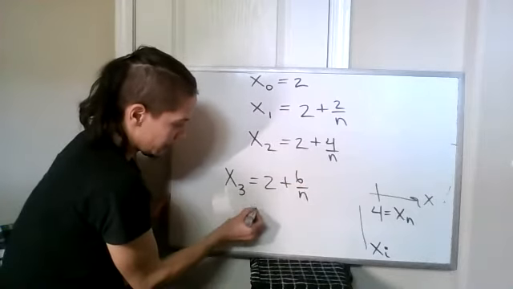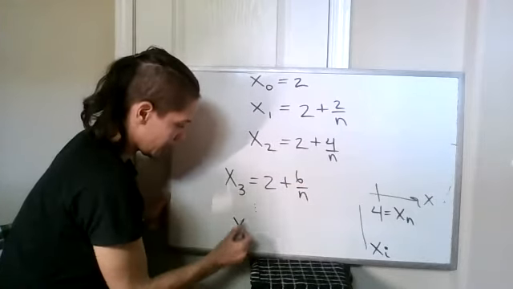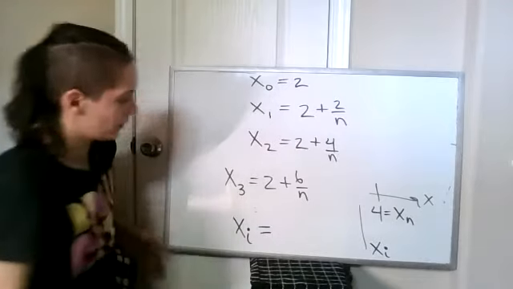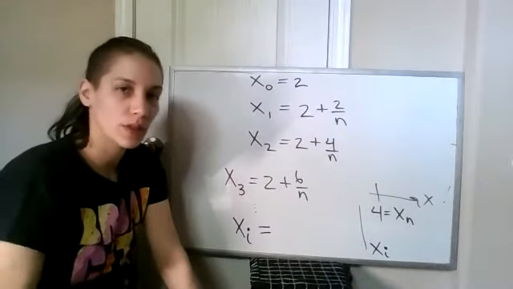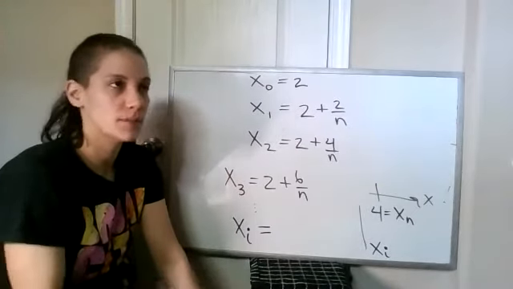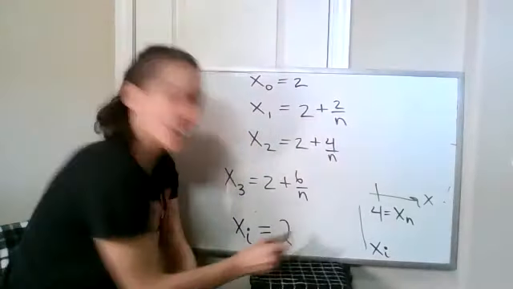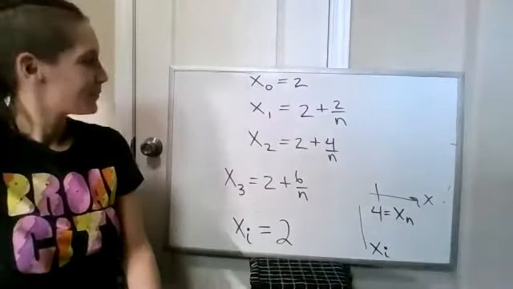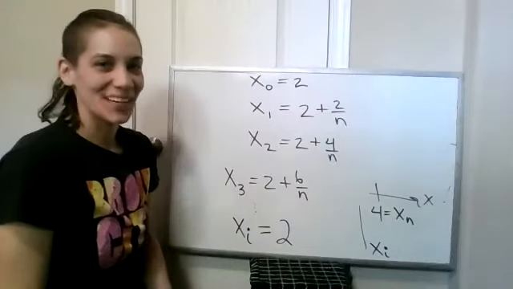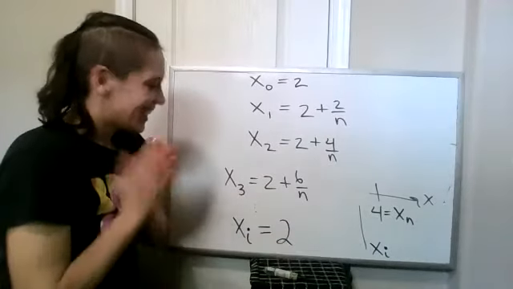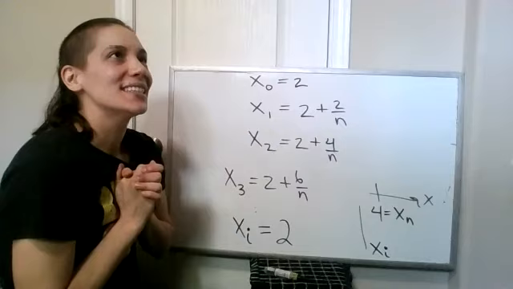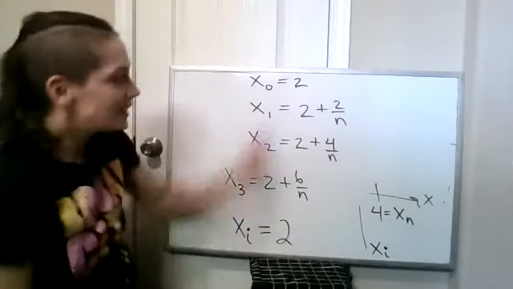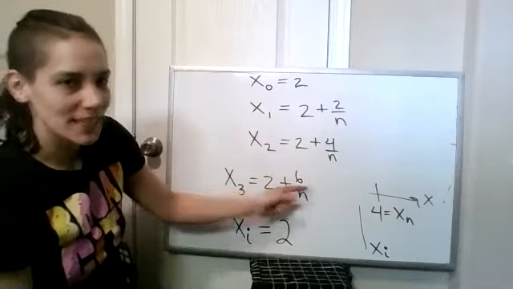Let's go on and try to figure out x sub i. A right-hand endpoint would look like 2 plus some number we'll piece together. So 2 plus 2i over n. Let me double check it in a sec.